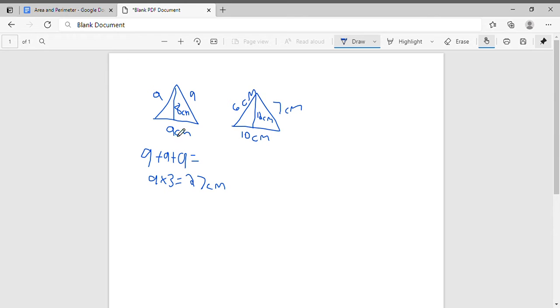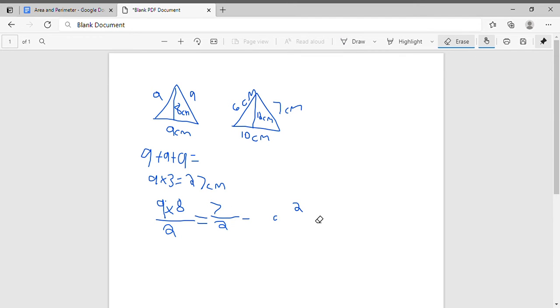And for the area, we're going to multiply base times height and divide by 2. So 9 times 8 over 2 would equal 72 over 2. And if you were to divide this, you would get 36 centimeters squared.